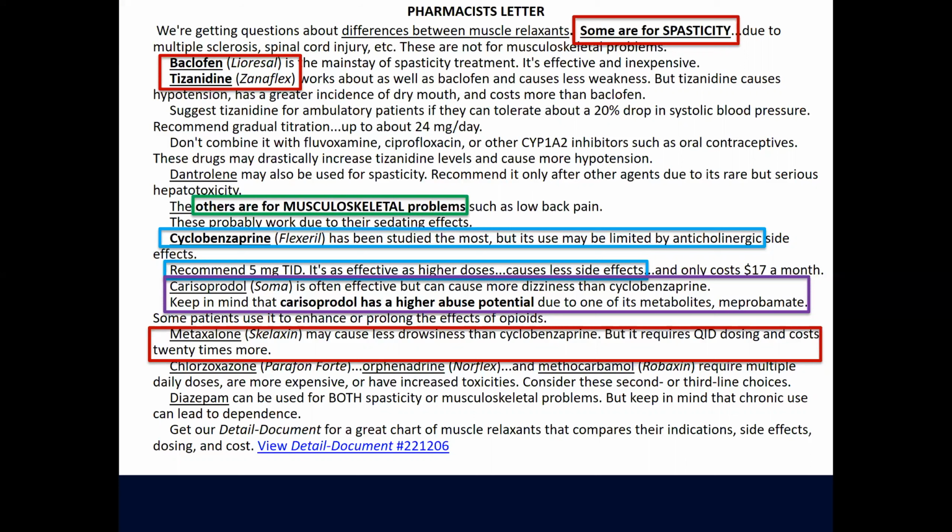Carisoprodol that I told you you should avoid, and I mean it. It's because carisoprodol is metabolized to meprobamate, which is a barbiturate derivative. So that can be problematic, but it also has a higher potential for abuse comparative to the other skeletal muscle relaxants. And metaxalone may cause less drowsiness than cyclobenzaprine, but it does require 4 times a day dosing and is much, much more expensive.